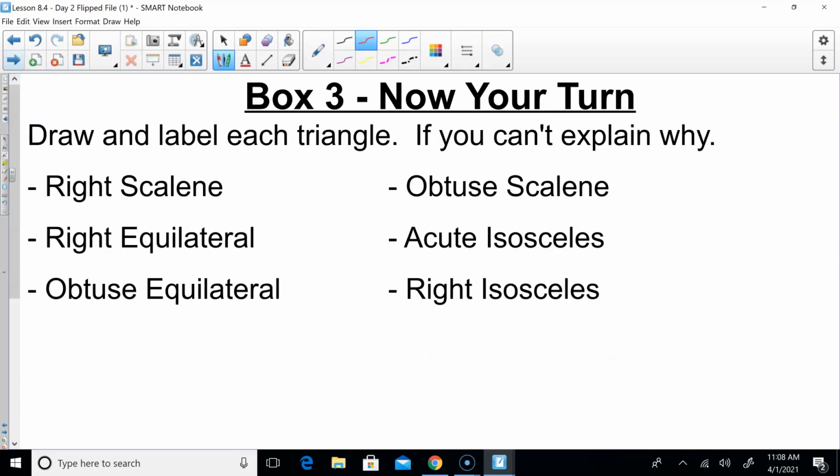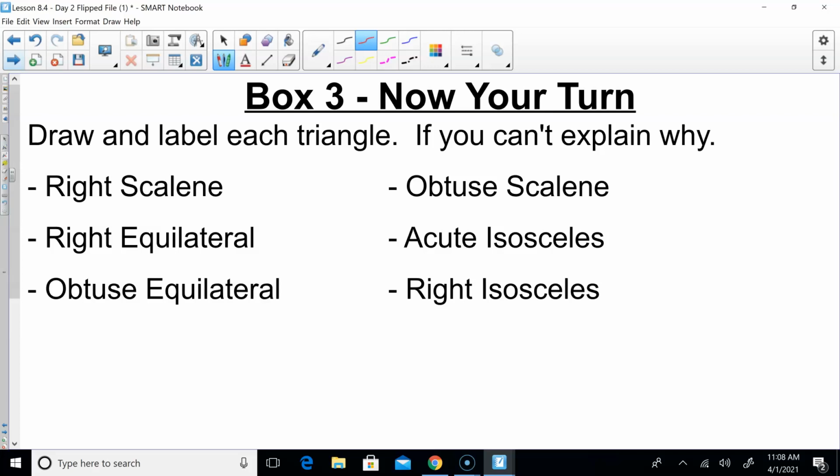And now the final challenge is I'd like you to do the following. I'd like you to make a little table for yourself to draw and label each figure. If you can't, explain why. So can you draw a right scalene? Can you draw a right equilateral? Can you draw an obtuse equilateral? Can you draw an obtuse scalene? Can you draw an acute isosceles? And can you draw a right isosceles?